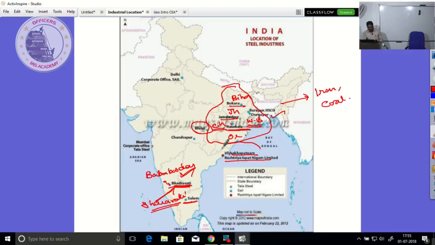Now, when I talk about Vishakhapatnam, it is an exception because this is the only location which is port oriented in nature. When I talk about port oriented, it means two things are concentrated: export of the finished goods as well as import of modern machineries. Or I put it this way, Vishakhapatnam is the only location which is port oriented in nature among the major locations.